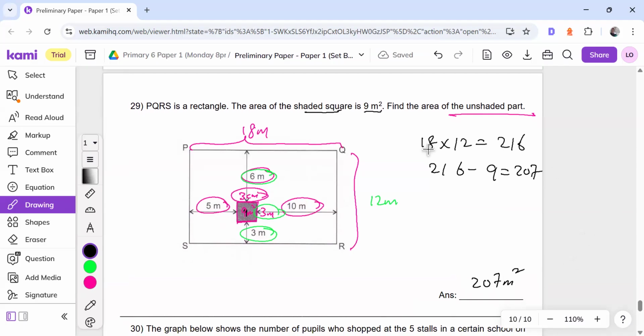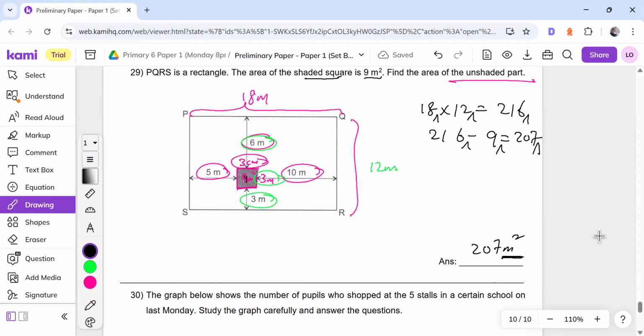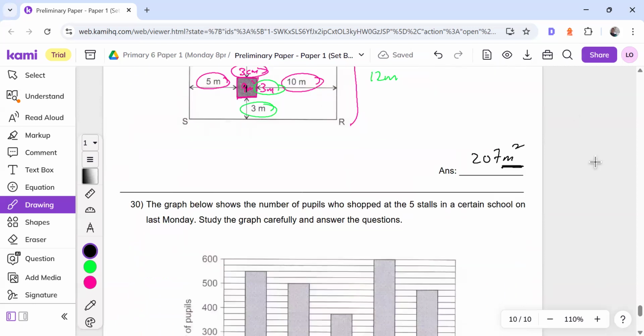Now, can you see that I did not put the meter inside the steps? It's okay if you don't put it, but you make sure that in your final answer, you put the meter square. Otherwise, you will lose marks. Okay, clear so far? Okay, last question. Before we go to the last question, do you have a lot of mistakes? You should have quite few mistakes, right? Or maybe zero mistakes, right? Zero. So let's go to the last one.